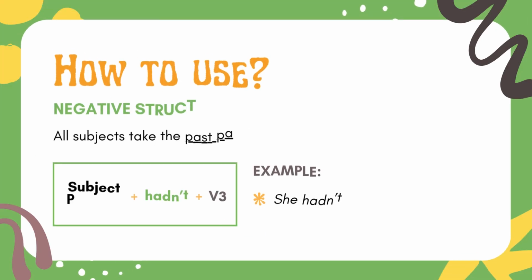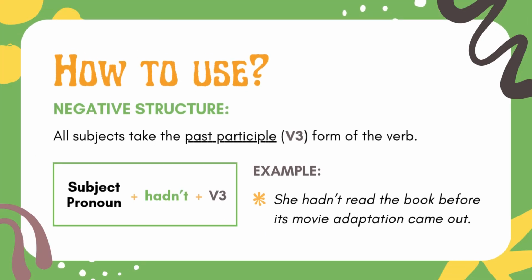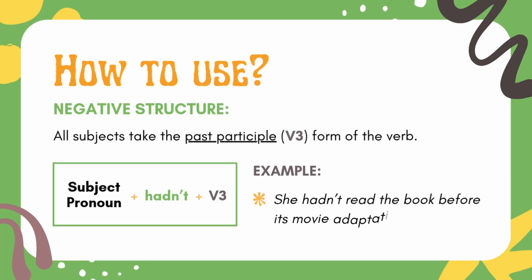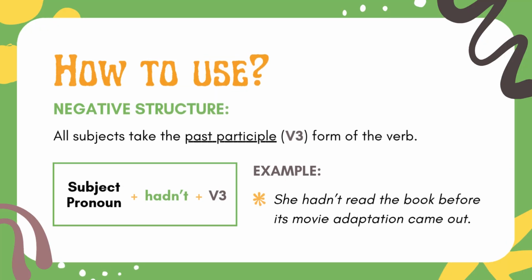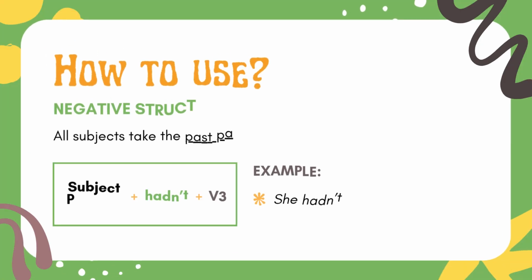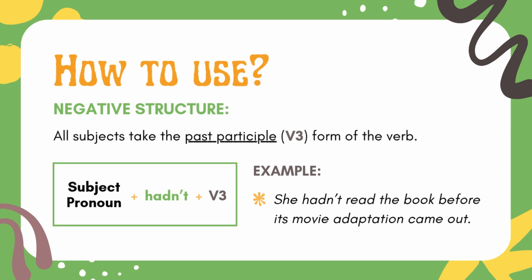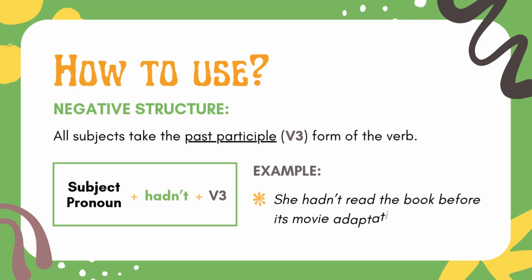How to use? Negative structure. All subjects take the past participle, V3, form of the verb. Subject pronoun, plus hadn't, plus V3. Example. She hadn't read the book before its movie adaptation came out.